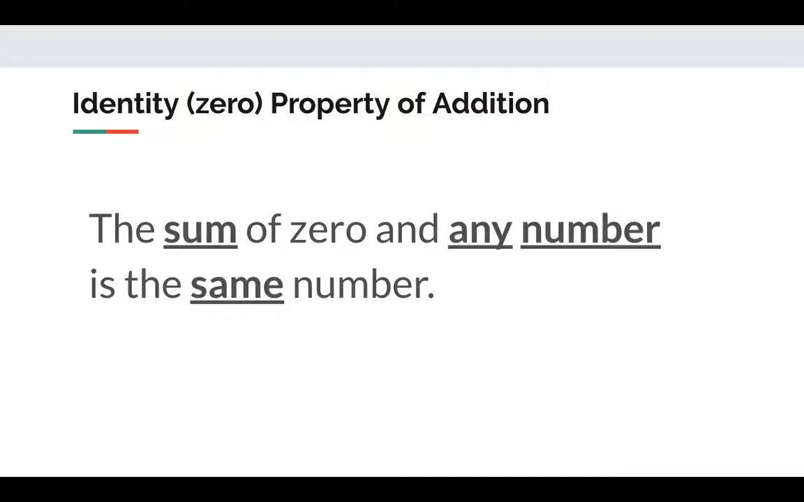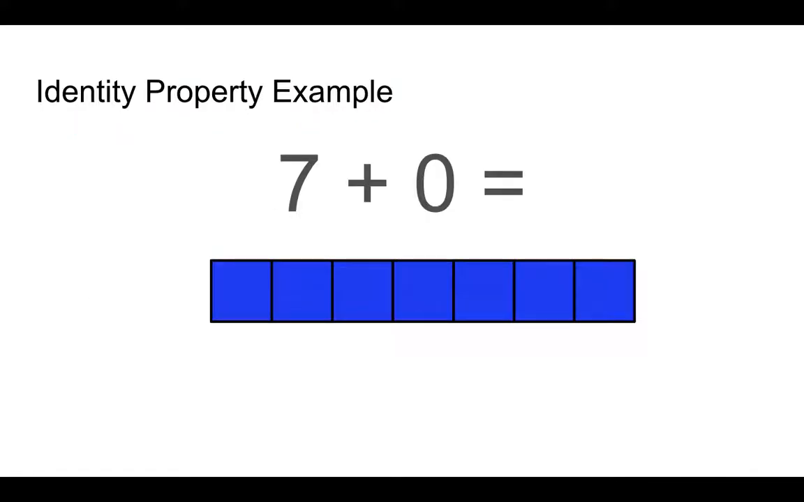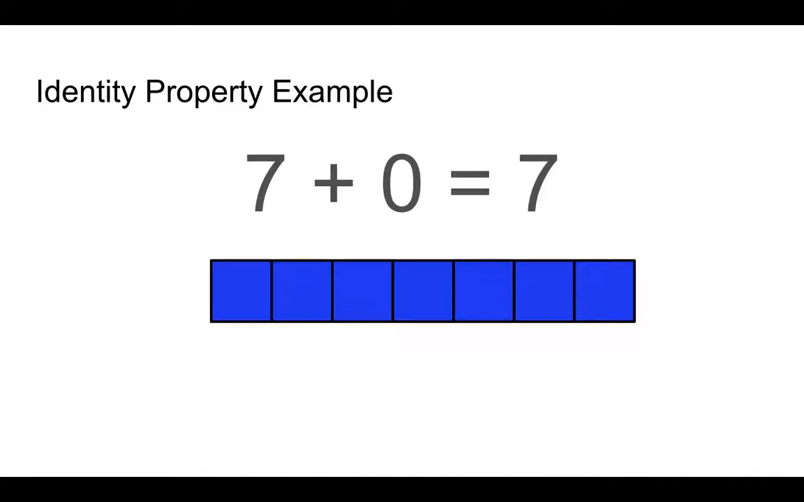We're going to look at another property next called the identity property or the 0 property of addition. And what that says is the sum of 0 and any number is the same number. So if I'm adding 0 to any addend, it's always going to be the other addend. So for example, if I have 7 plus 0, I have 7 cubes out and I add no more, 0 more, I'm going to have 7.